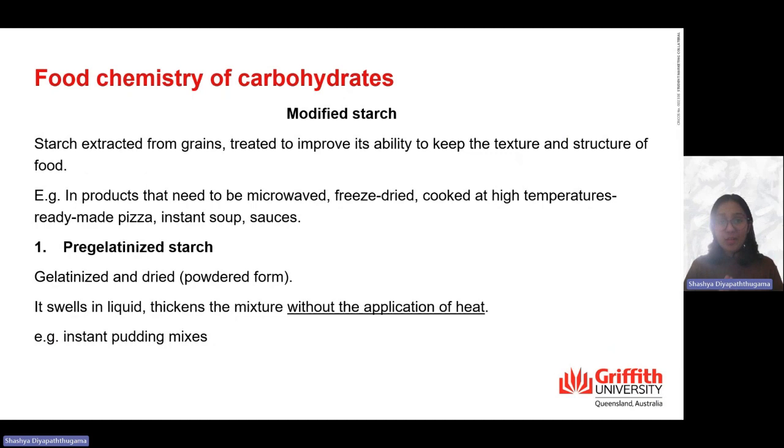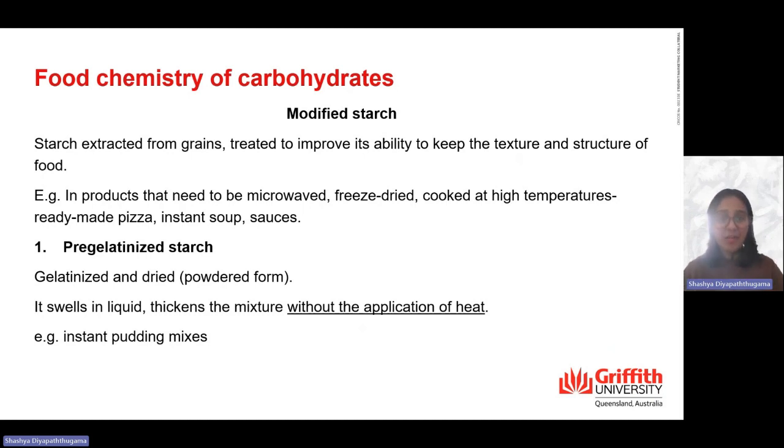Now let's talk about modified starches. Starch, which is extracted from grains, is treated in different ways so that it has the ability to keep the texture and the structure of food. These modified starches can be seen in products that need to be microwaved or freeze-dried, or cooked at high temperatures. For example, in ready-made pizza, instant soup, sauces.